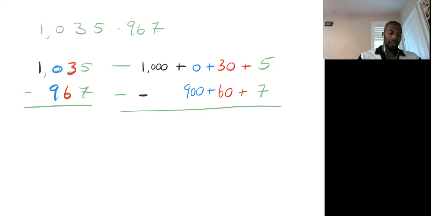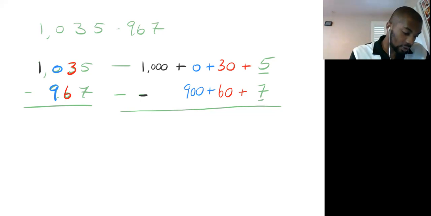And I say to myself, all right, let's start at the end at ones. Can I take 7 away from 5? Not right now. Can I borrow from the 30? Well, if I borrow from the 30, I'm still going to be low for my 60. Can I borrow from the 0? Nope. I have to borrow from my 1,000, right? So let's just take 1,000 out.